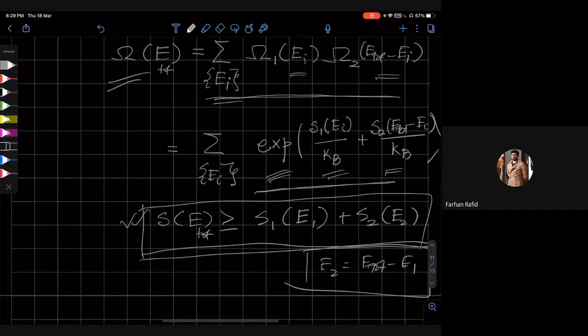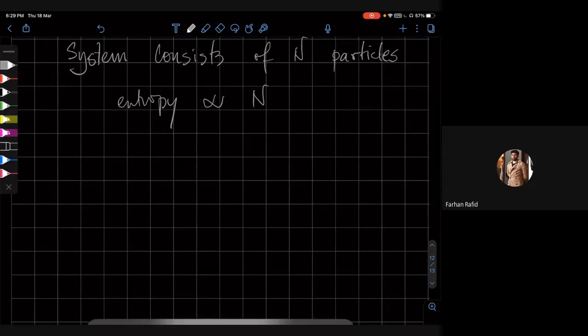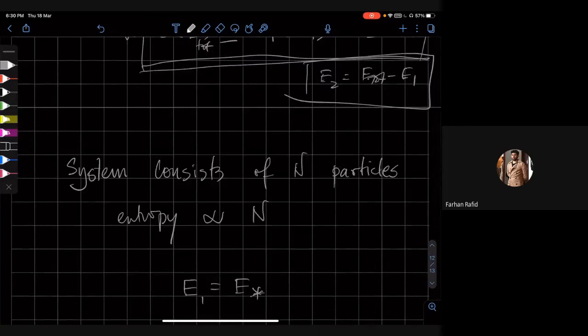So the sum will be dominated by a value of E1 or Ei for which this thing is maximized, because we are looking at very large numbers and we are raising them to exponential. So the largest of those exponentials, the argument will be dominating that. If you can find the value of Ei that maximizes this thing, that will dominate this exponential. Let's call that number E star.